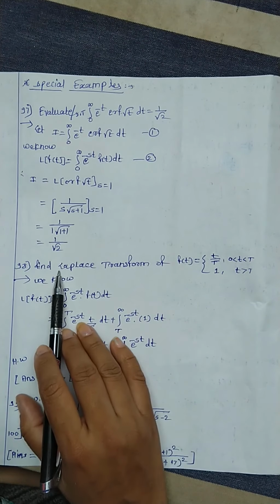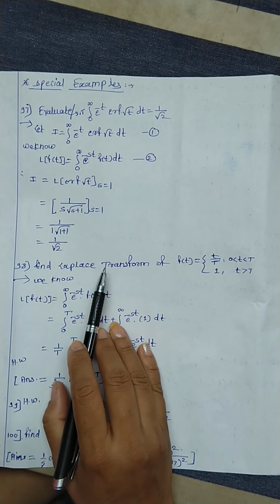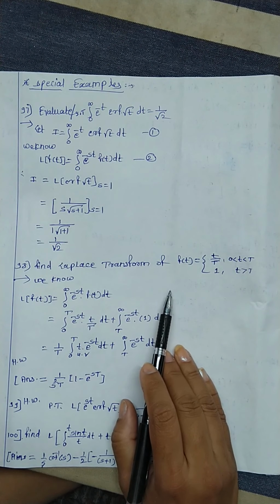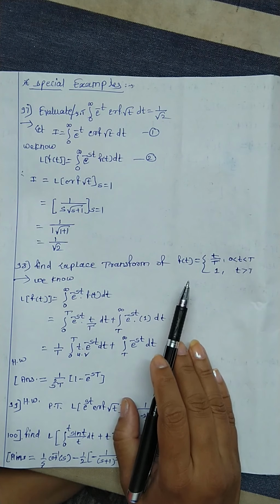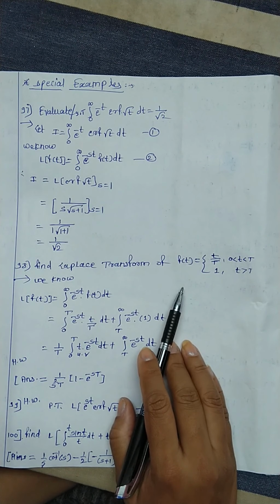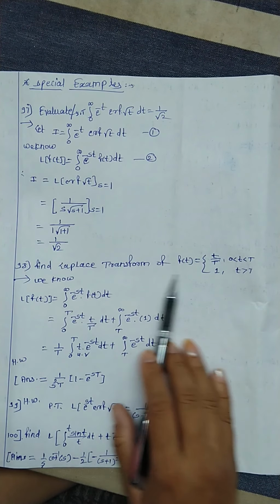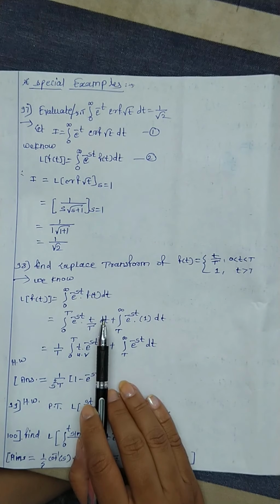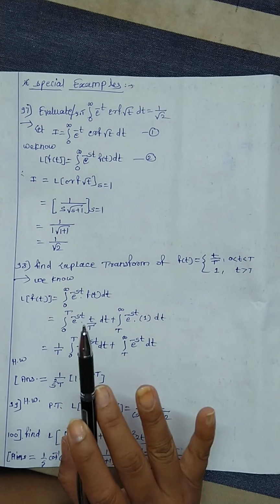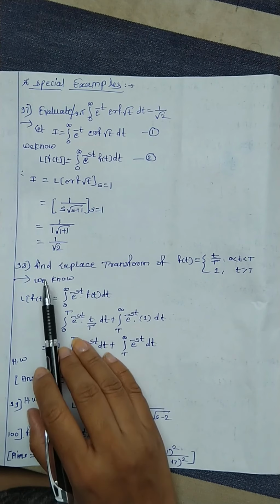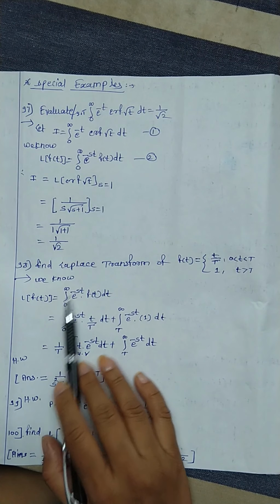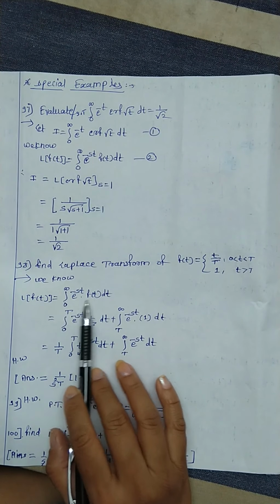If the example itself says you have to convert this function first into a unit step function, then find the Laplace, then you have to go by the unit step function derivations or process. Here nothing is given, so we are going to use the easiest one, that is the original definition of Laplace, which is very easy. The original definition is Laplace of f of t is equal to integration 0 to infinity e raised to minus s t f t dt.